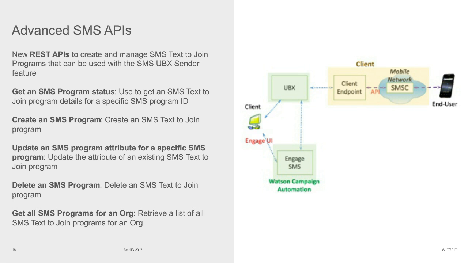Other APIs are to get a program status or create an SMS program or update an SMS program attribute or delete an SMS program, and also to get all SMS programs for an org. So all of these should essentially help you with making sure that you have a rich set of APIs to work with the SMS programs you're using for your customers.